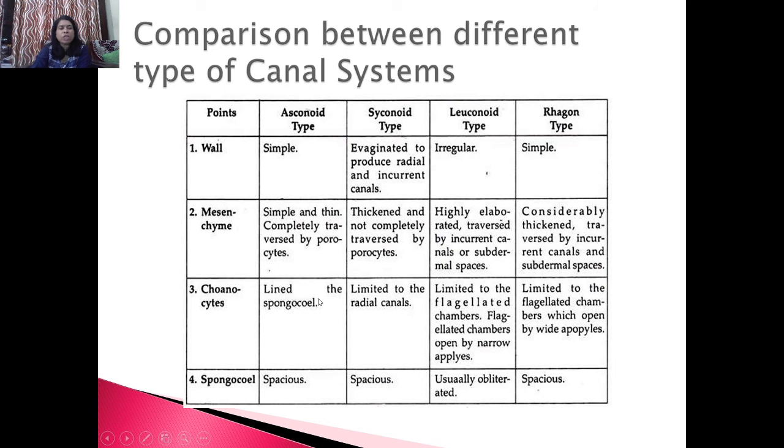Choanocytes line the spongocoel in the asconoid type of canal system, are limited to the radial canals in the syconoid type, and are limited to the flagellated chambers, which open by narrow apopyles, in the leuconoid type of canal system. They are limited to the flagellated chambers which open by wide apopyles in the Rhagon type of canal system. Spongocoel is spacious in the asconoid type, spacious in the syconoid type, but obliterated or narrow in the leuconoid type of canal system, and somewhat spacious in the Rhagon type of canal system.